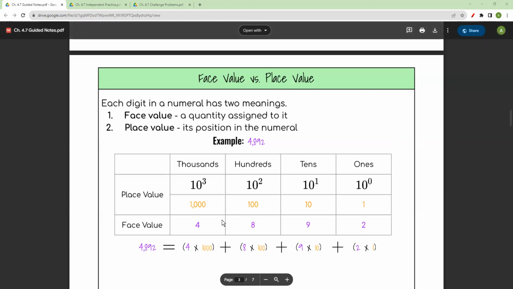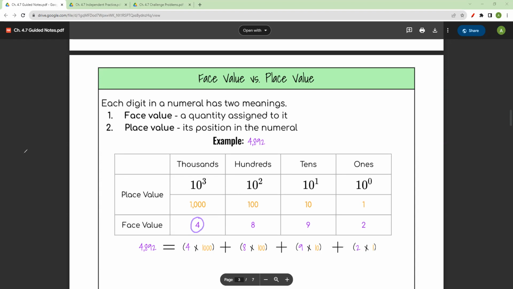So for example, in 4,892, this has a value. It's 4, right? But what does that mean? That means it's a quantity 4. We assign a value to it based on its position in the number, which is its place value.